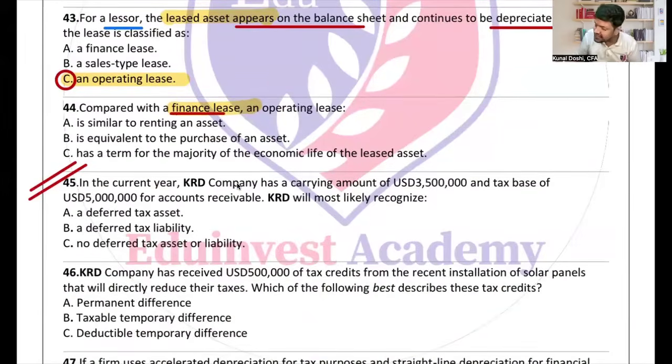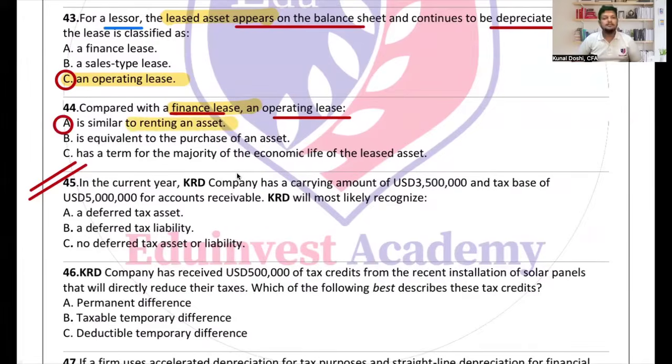Compared with a finance lease, why do people go for an operating lease? Because you don't have to pay a down payment. Like in a finance lease, you don't have to borrow. Not enough of your money is blocked, isn't it? So an operating lease, in general life, whenever we rent a property, is actually an operating lease. So an operating lease is similar to renting because you're not going to be the owner of the asset. Correct? Right?